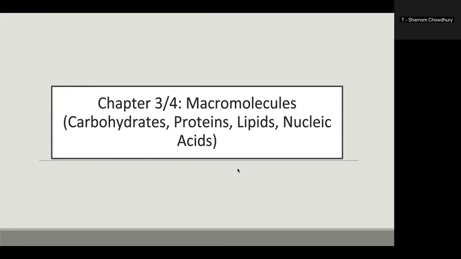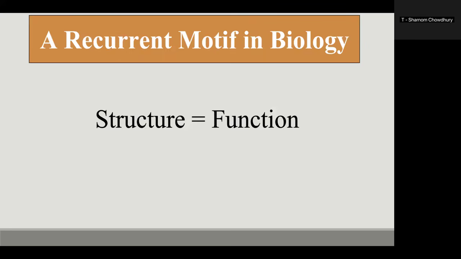So now we're going to chapters 3/4, which is about macromolecules as a whole. It's a pretty dense chapter. A recurring motif in biology is that the structure of a molecule is equivalent to its function. As we learned about isomers, different structures of an isomer can create a different function.